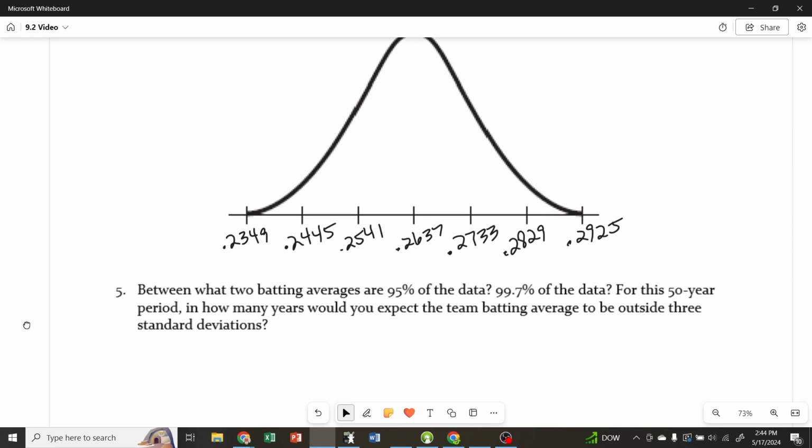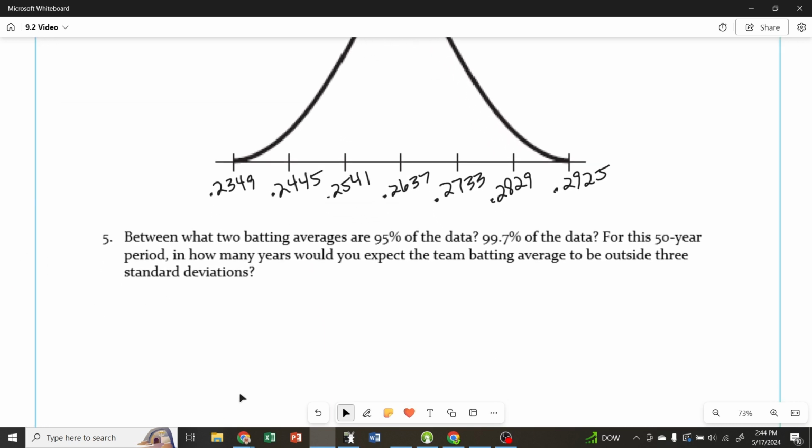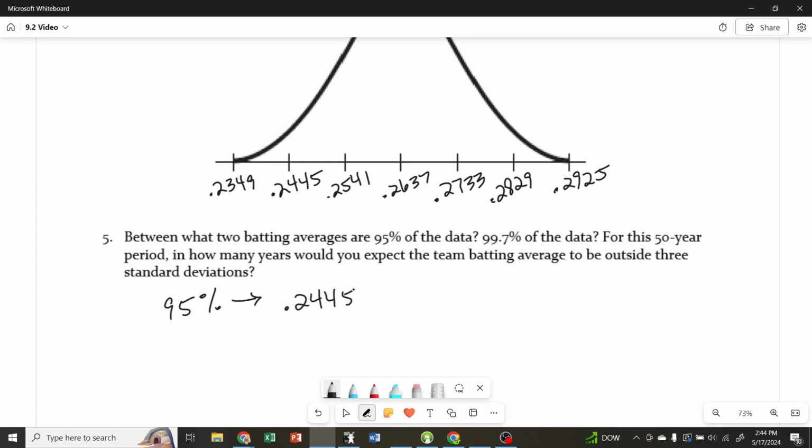Between what two batting averages are 95% of the data? Well, 95% of the data would be between 0.2445 and 0.2829. And 99.7% of the data is going to lie between 0.2349 up to 0.2925.